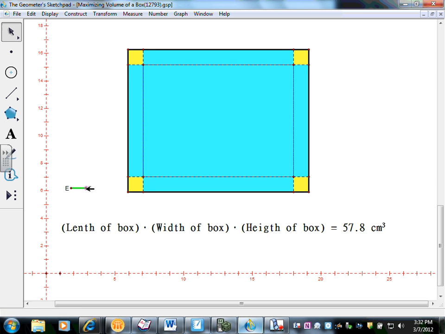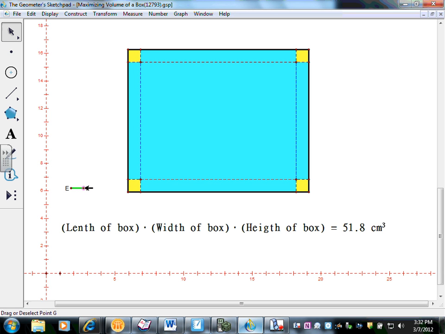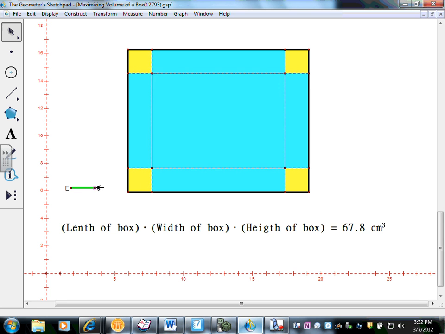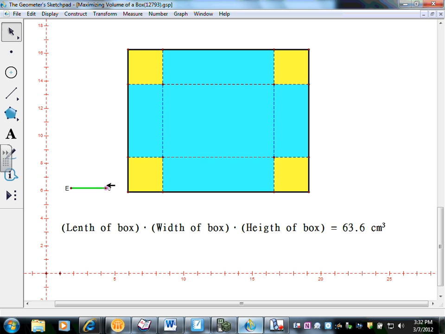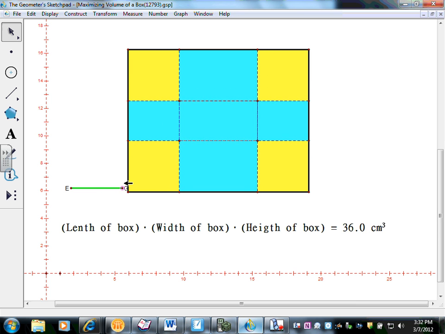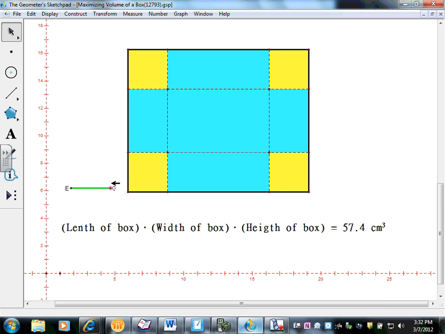Okay, well, if I make tiny little cuts, look at my volume. It's down here to like 38.5 centimeters cubed. If I make that cut a little bit bigger, we're now up to a little bit better than 50 cubic centimeters. Make that cut a little bit bigger, we're now better than 60. Is it just going to keep going up and up and up? Well, we're going to get to a certain point. Well, uh-oh, look what's happening. Volume's coming back down now because we've passed that point where the cut gives us the maximum volume.